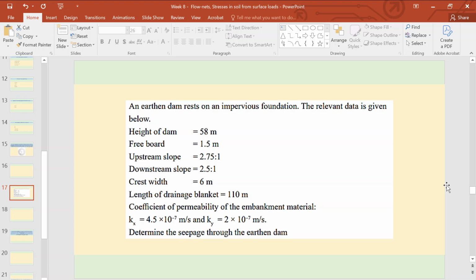The coefficient of permeability of the embankment material in the horizontal direction is kx equals to 4.5 into 10 to the power minus 7 meter per second, and ky, that is in the vertical direction, is 2 into 10 to the power minus 7 meter per second. Determine the seepage through the earthen dam.